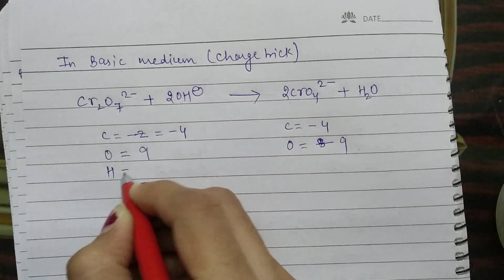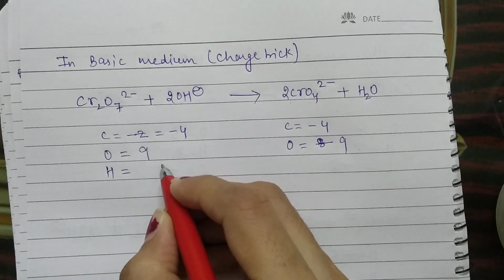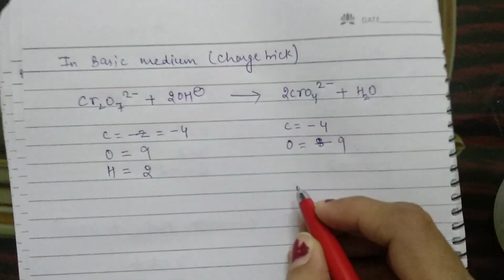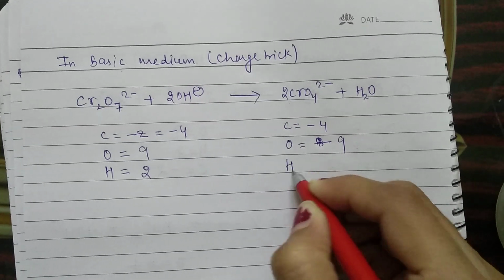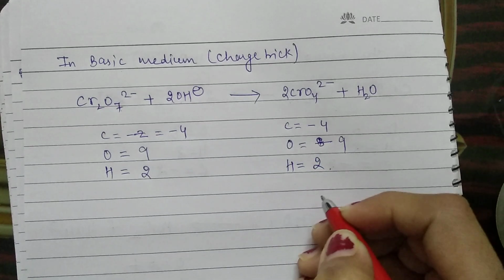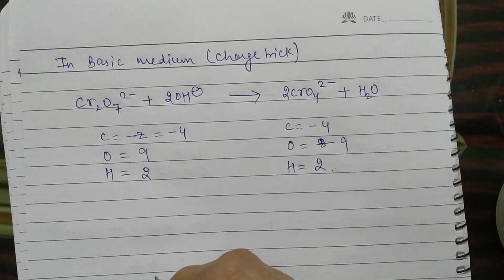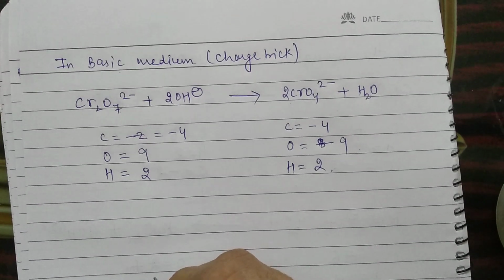We can see that a total of 2 hydrogen atoms are there on the reactant side, and also on the product side the total number of hydrogen atoms is 2. So that's how we balance potassium dichromate in basic medium.